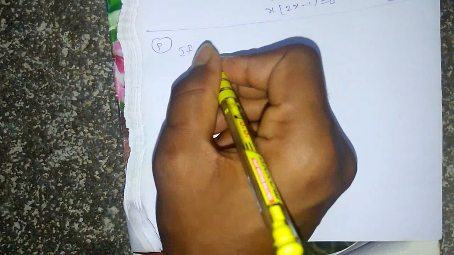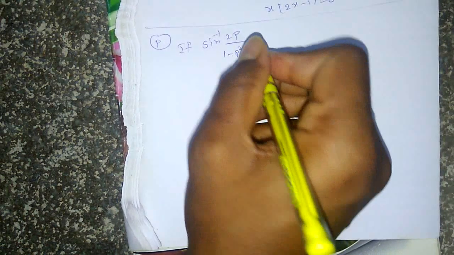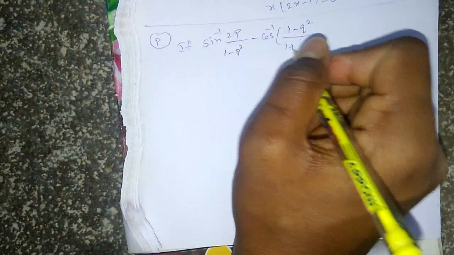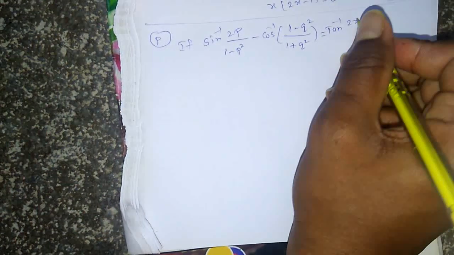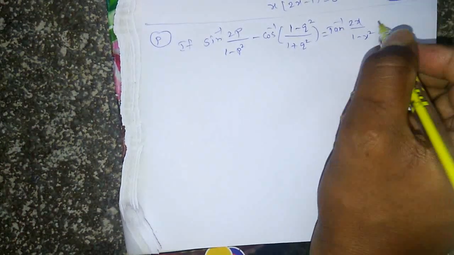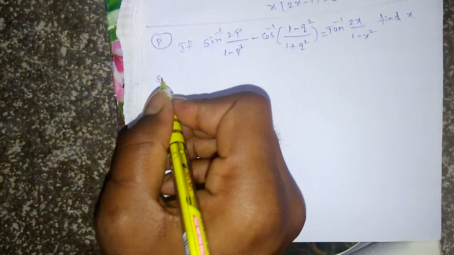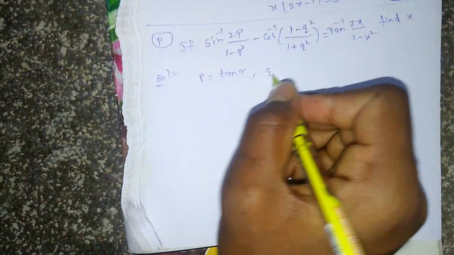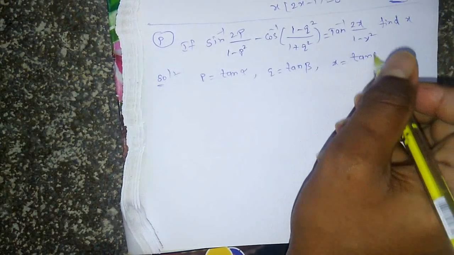Our next problem is, if sin inverse of 2p by 1 plus p square minus cos inverse of 1 minus q square by 1 plus q square is equal to tan inverse of 2x by 1 minus x square, then find x in terms of p and q. So here let us take p is equal to tan alpha, q is equal to tan beta, x is equal to tan theta.